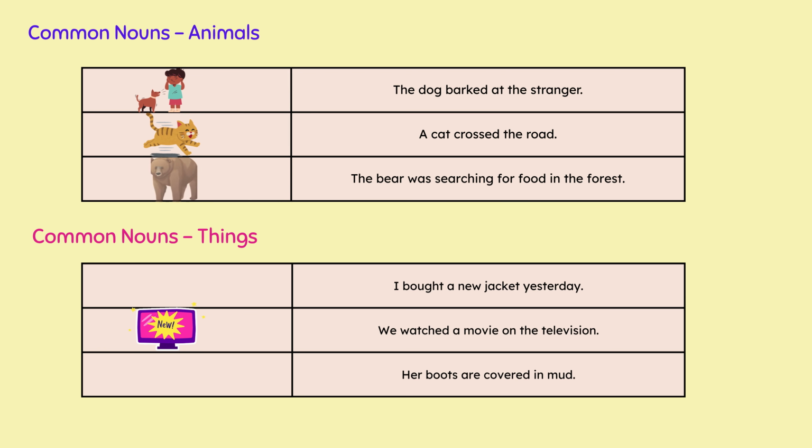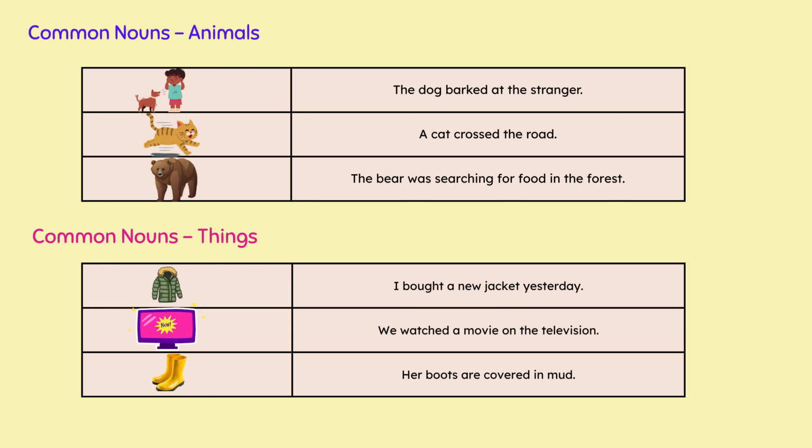Now let's look at examples of common nouns that name animals. Dog. The dog barked at the stranger. Here, dog refers to any dog in general, not a specific one, so it's a common noun. Cat. A cat crossed the road. Cat is a general term and does not refer to a specific pet or breed, making it a common noun. Bear. The bear was searching for food in the forest. Again, bear is used in a general sense, not naming any particular bear. All of these are common nouns because they refer to general animals, not specific ones.